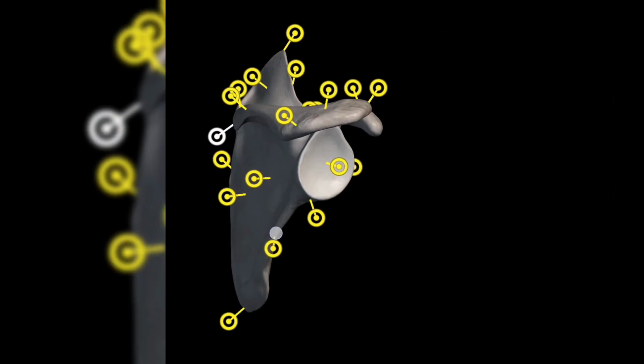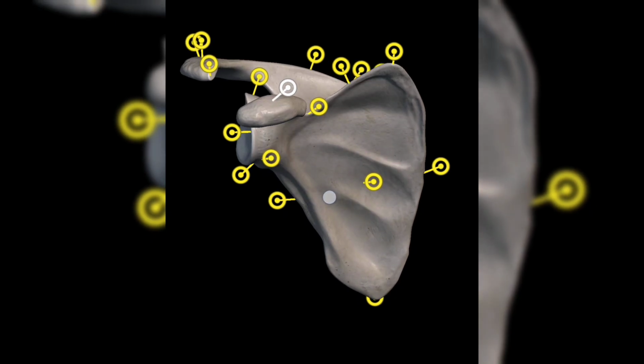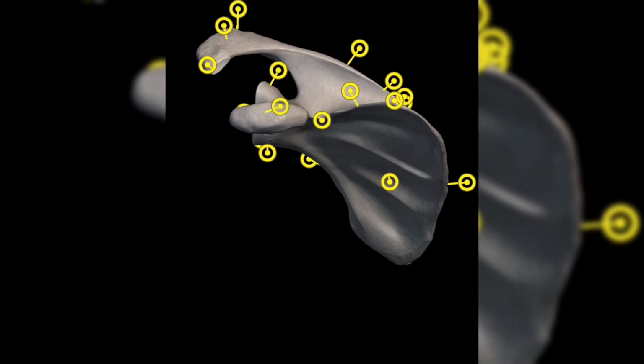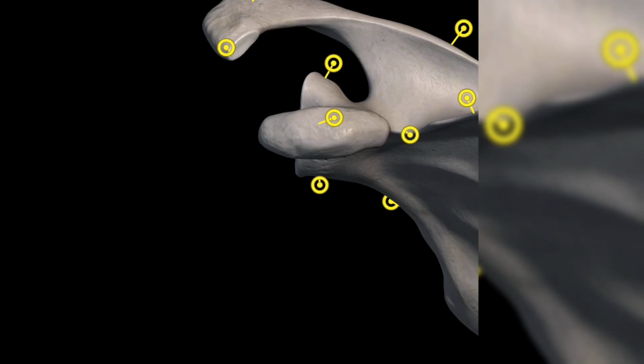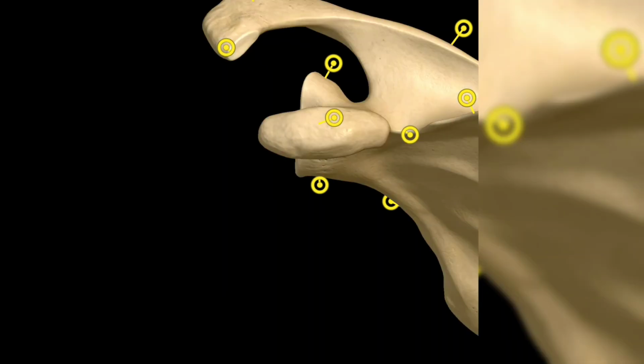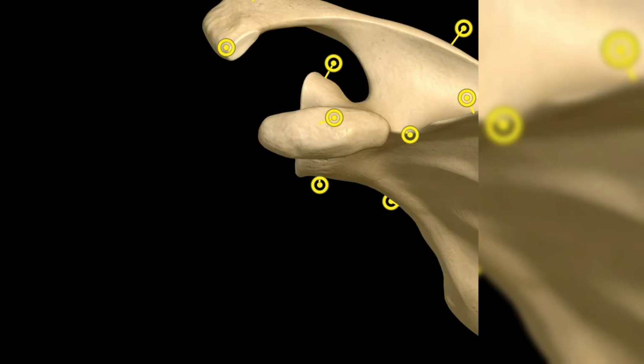The coracoid process gives attachment to three muscles: short head of biceps brachii, coracobrachialis, and pectoralis minor muscle.